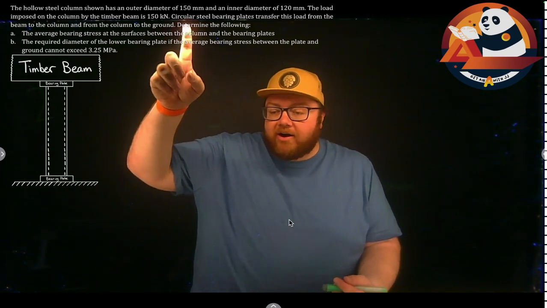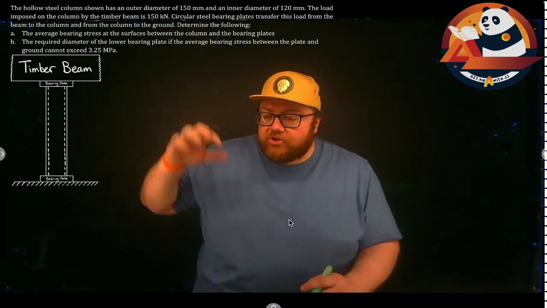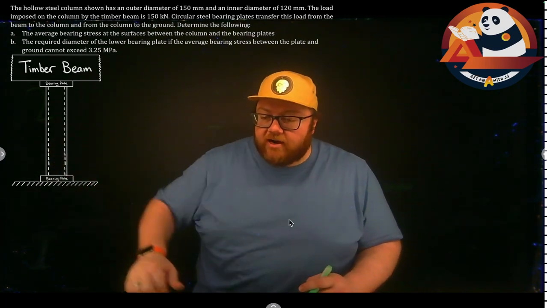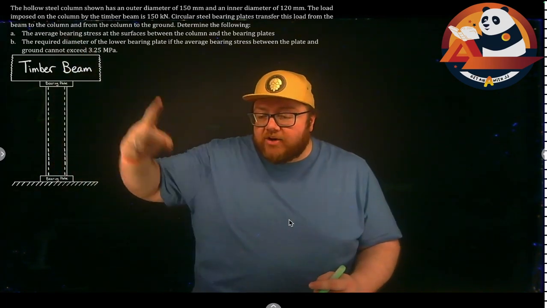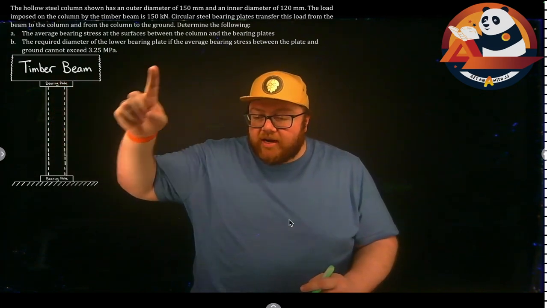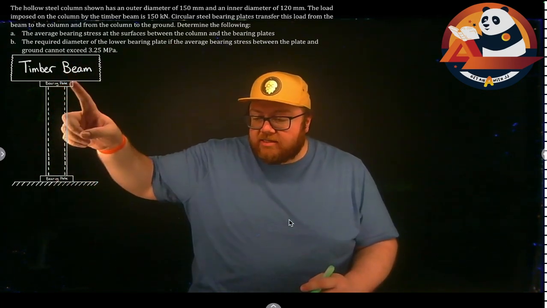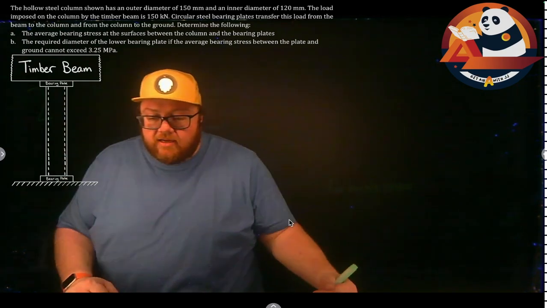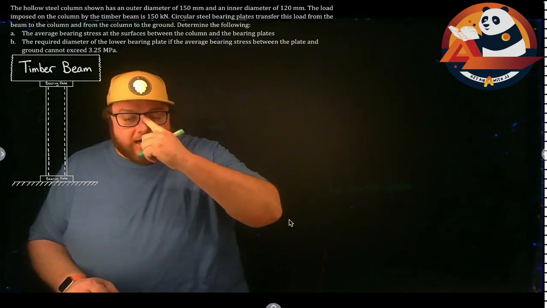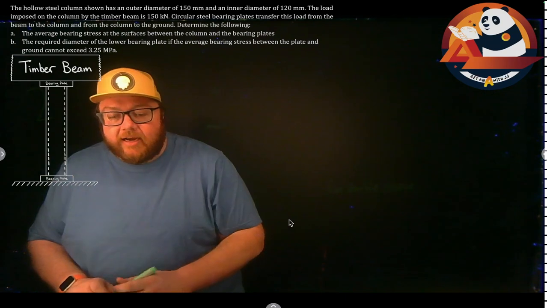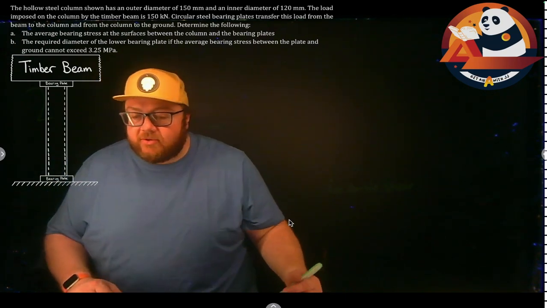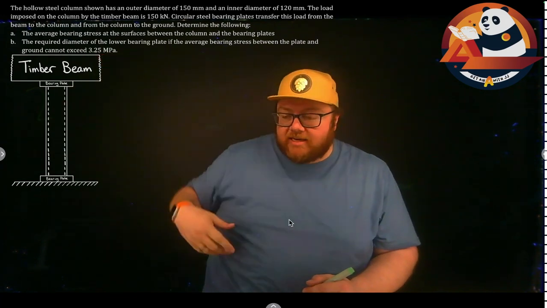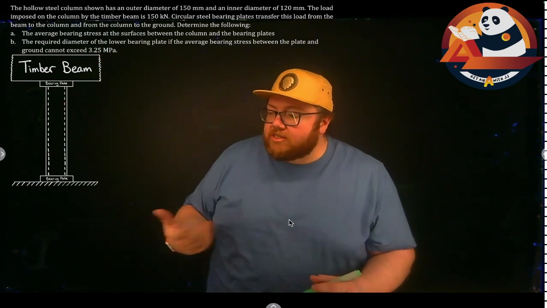We want to figure out if our circular steel bearing plates transfer this load to the column and then on to the ground. Part A: what's our bearing stress at the surface between the column and the bearing plates, really where those two bearing plates touch the column? And then part B, what's the required diameter of our lower bearing plate if the average bearing stress between the plate and the ground can't go above 3.25 megapascals? So let's come in and try to tackle that.